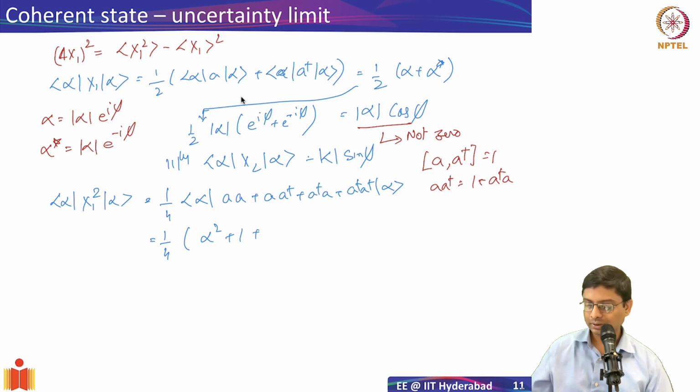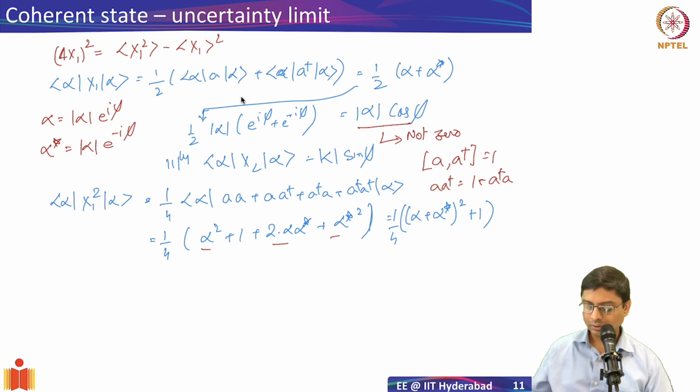So I'll write it as alpha square plus 1 plus 2 times, when A dagger acts you get an alpha star, and then A acts and you get an alpha, plus A dagger, so alpha conjugate twice, squared. That is my product. This is what you end up getting. If I combine this, I get alpha plus alpha conjugate whole square plus 1, and the whole thing has a bracket with 1 by 4.